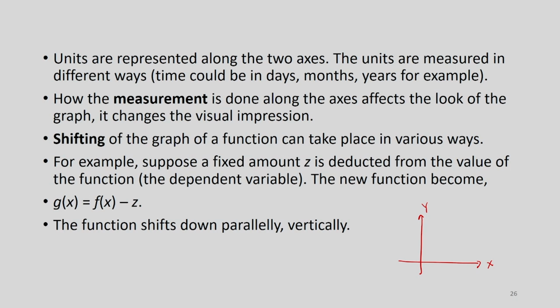How the measurement is done along the axis affects the look of the graph. It changes the visual representation. Let me give you an example. Suppose you have this particular coordinate system, and along the y axis you are taking weight, in terms of gram. Here suppose you are measuring the weight of a child, and along the x axis you are measuring the months. This is time.